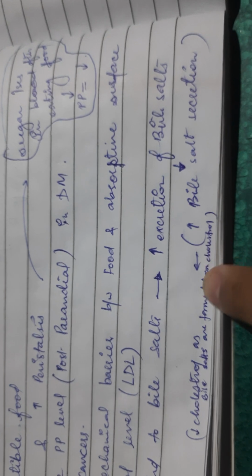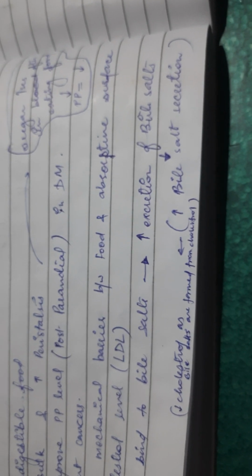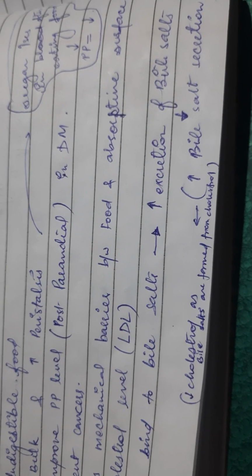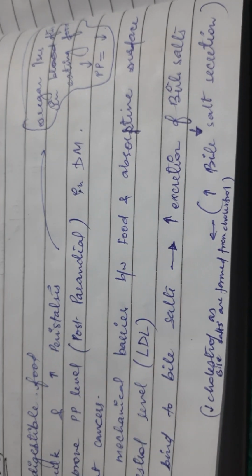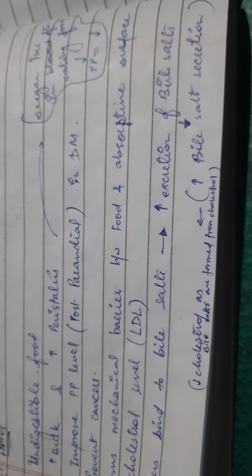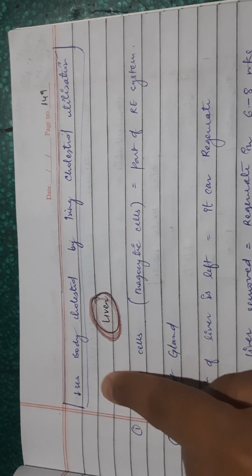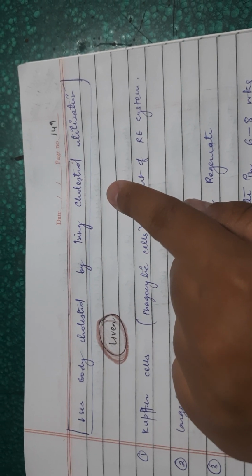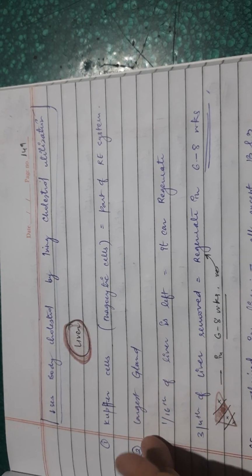Increase bile salt secretion, decrease cholesterol, as bile salts are formed from cholesterol. Bile salts are formed from cholesterol. 10, 3, 1, we have seen now. So increased bile salt secretion decreases cholesterol, as cholesterol is also getting secreted. Bile salts are formed from cholesterol. Okay, then decrease body cholesterol by increasing cholesterol utilization. Body's cholesterol is getting decreased by increasing cholesterol utilization.